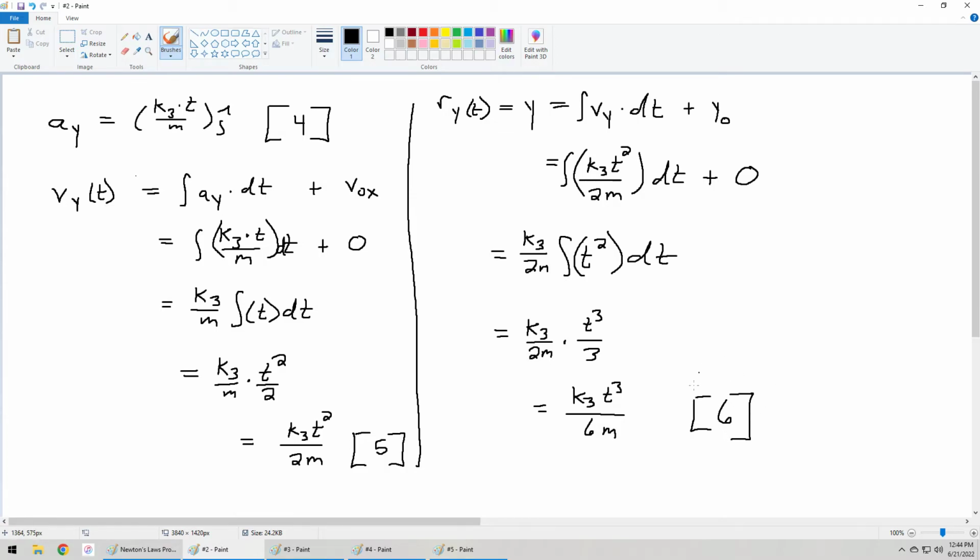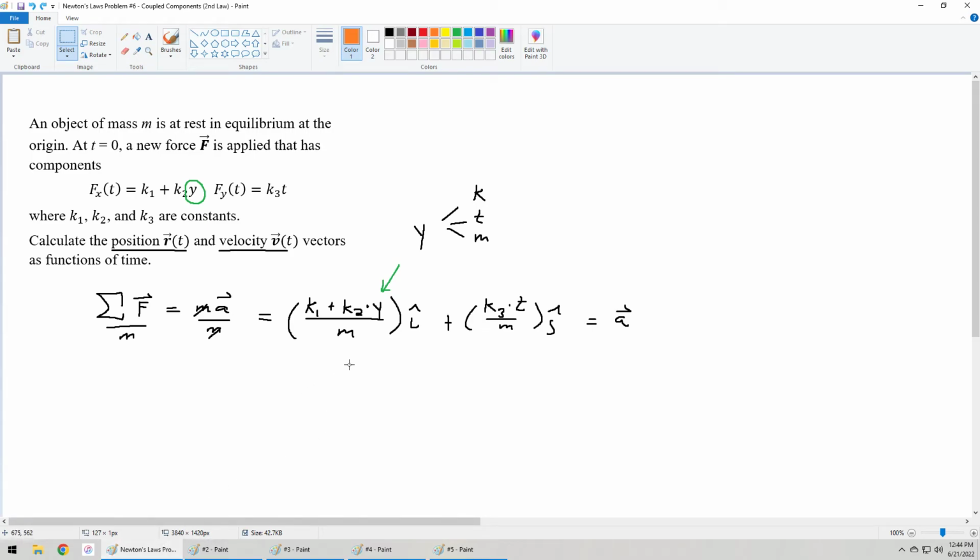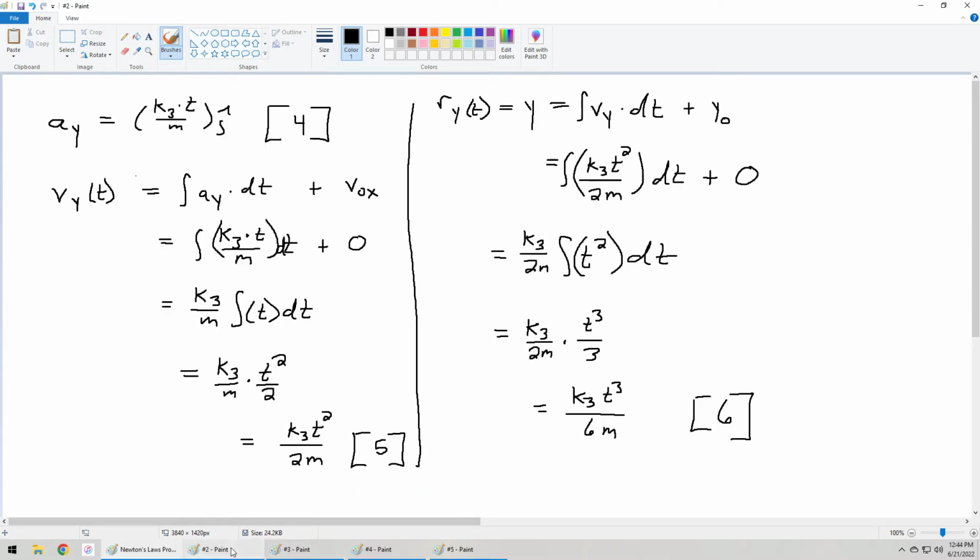So that means now that we have equation number 6, which is y, we can go back to the x component of the acceleration and plug that in here, right? Plug that in here and do all this integration like we just did and get the correct expression, an expression that is not in terms of y. So let's start off with what we have for y here.